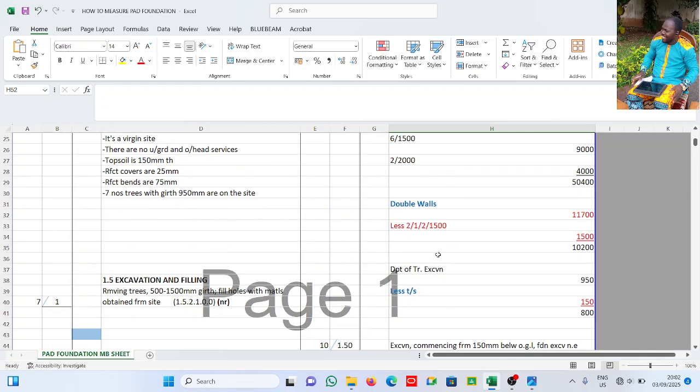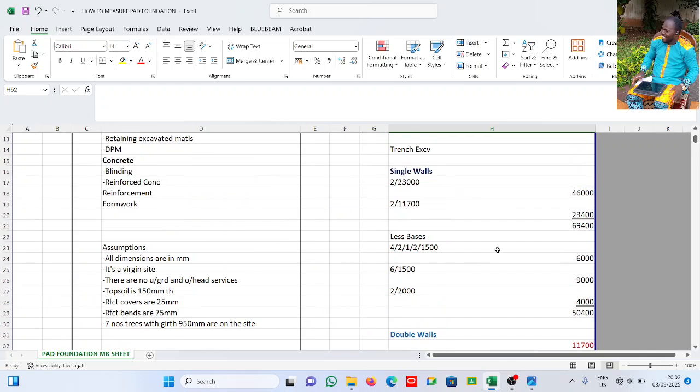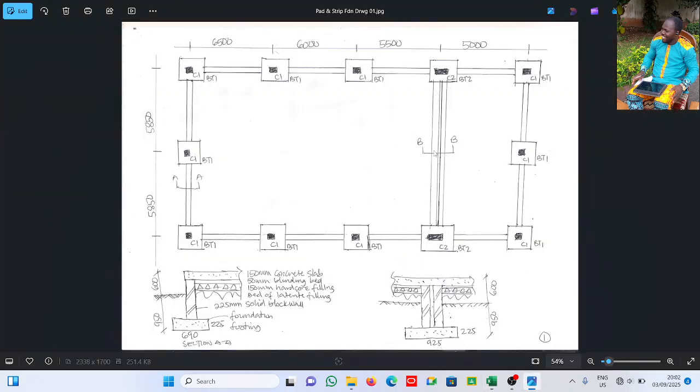Now for the trench. The trench, we have both single walls and double walls. That's what the drawing says. This is the double wall, while everything else here is the single wall. So basically, we are excavating the trench here, here, and here. And of course, you need to understand that there are columns there. There are varying ways to do it.